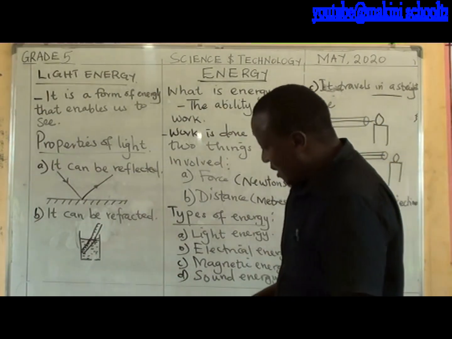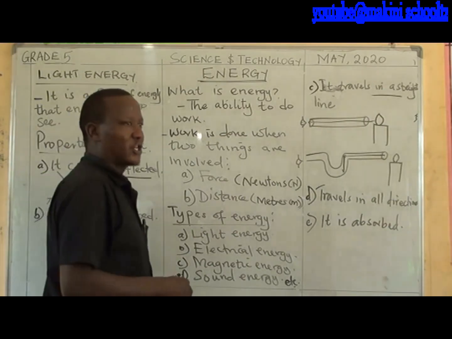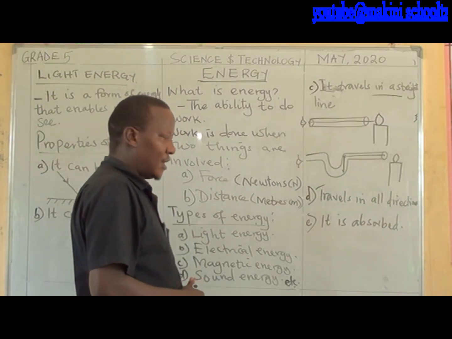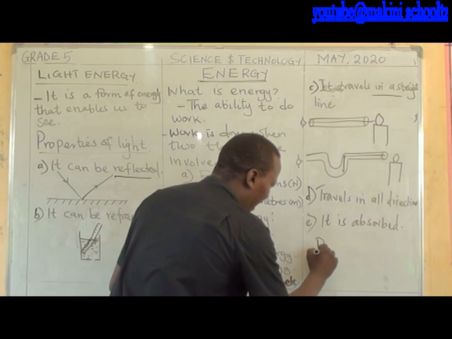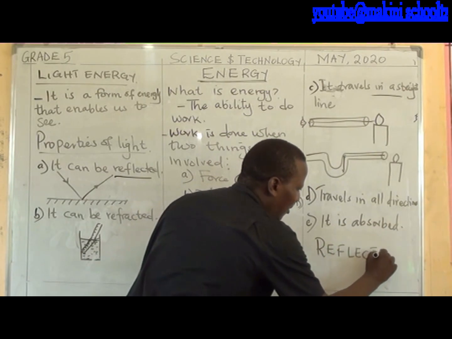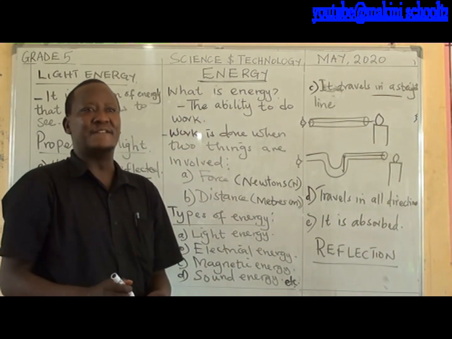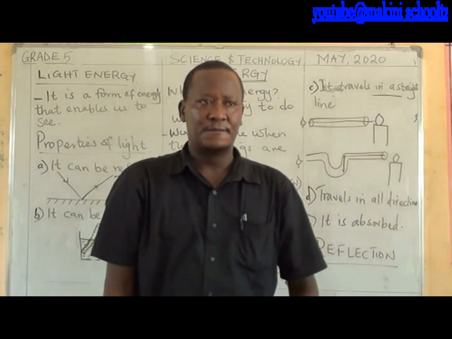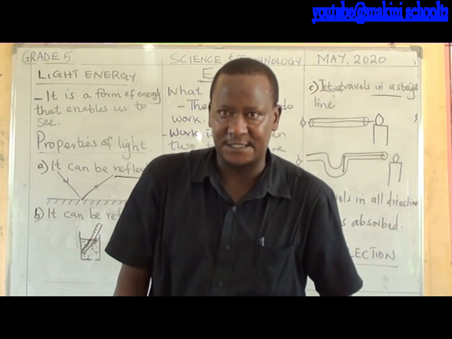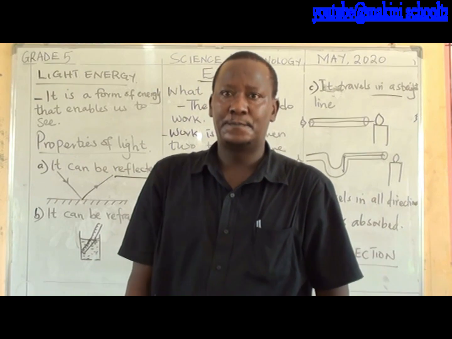Now, if we look at the first property of light, which talks about reflection, we are going to deal with the properties of the images. How does reflection take place in different types of surfaces? We reserve that for the next lesson.